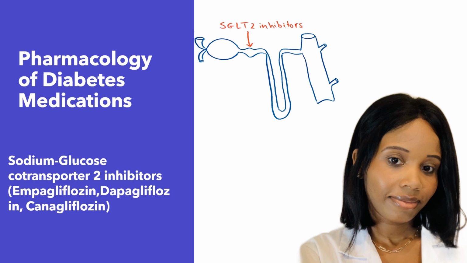Everyone, it's Dr. Jess. In today's video, we're going to continue the conversation about the pharmacology of diabetes medications, but we're specifically going to look into the class of medications called sodium glucose cotransporter 2 inhibitors, or SGLT2 inhibitors. And some medications that belong in that class include Empagliflozin, Dapagliflozin, Canagliflozin.